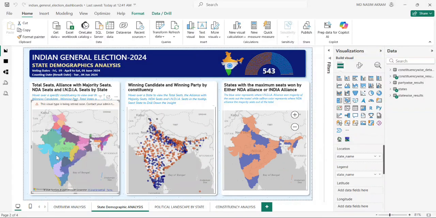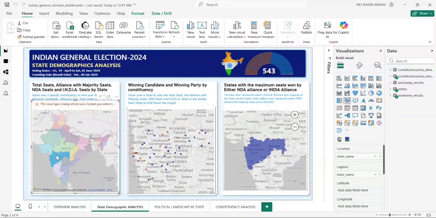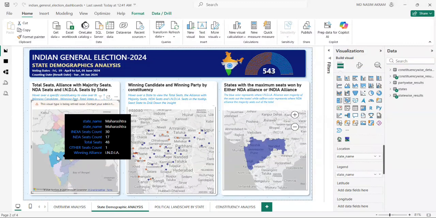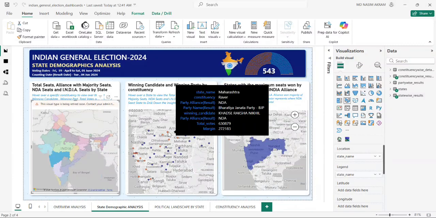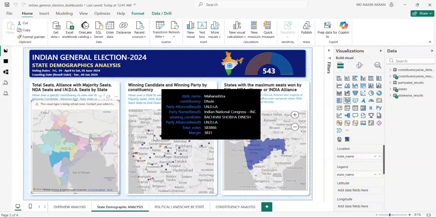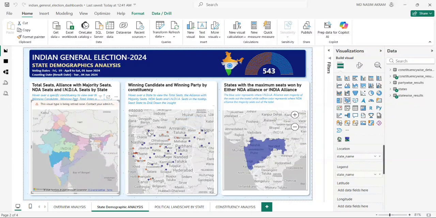So when we click here, since the entire dashboard is interactive and every visual is connected to each other, when we click on this part, this is Maharashtra. Exactly, this is Maharashtra. So when we click on Maharashtra, you would see that we get all the seats of Maharashtra. Those in the saffron color are from the NDA, and those in the blue color are India Alliance. So these blue dots are for the India Alliance, and these saffron dots are for the NDA Alliance.